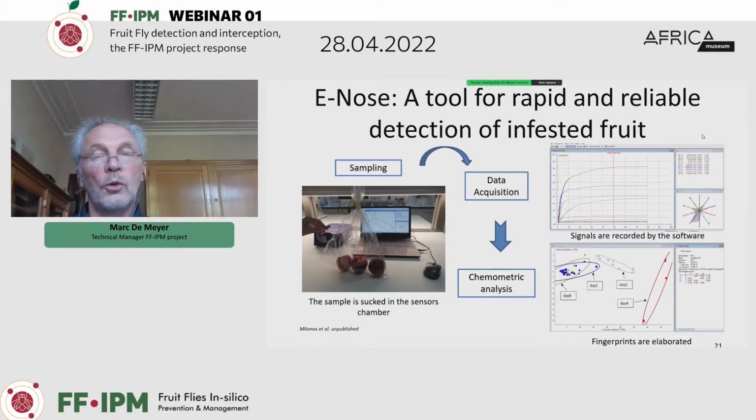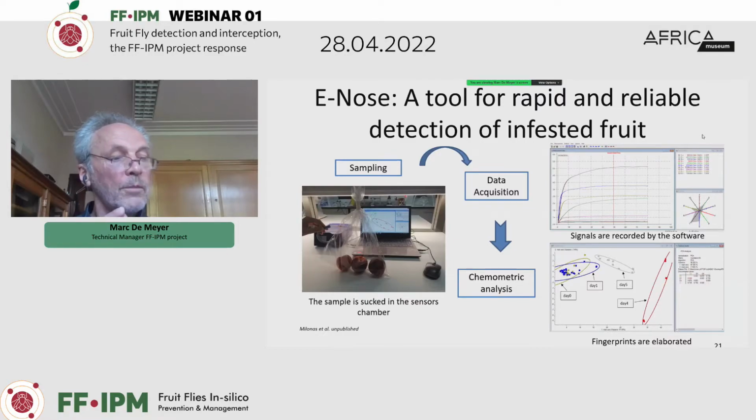And then you can also quantify them, and you can carry out what they call a chemometric analysis. You can see how they differ through time and how they differ between the fruits and between the fruit fly species. And with that, you can establish what we call a fingerprint. You can actually define the characteristic volatiles that will be representative for an infested fruit, for example, an infested apple by Ceratitis capitata.